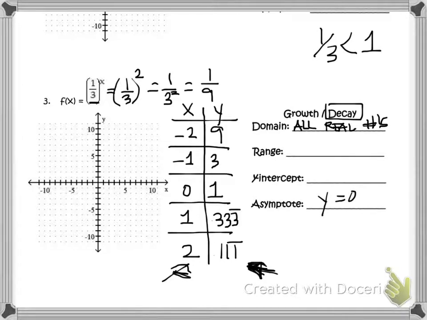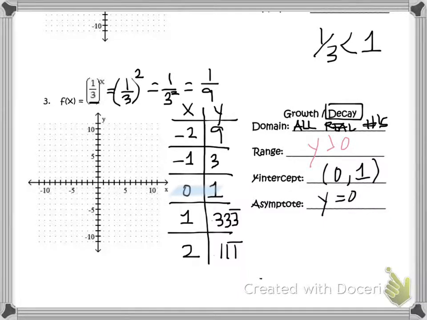Okay, your y-intercept, you found it right there, it's going to be (0, 1). So remember, your y-intercept is always when x is 0. Okay, and so the range here is going to be all y values that are greater than 0. So your y value is going to be greater than 0.